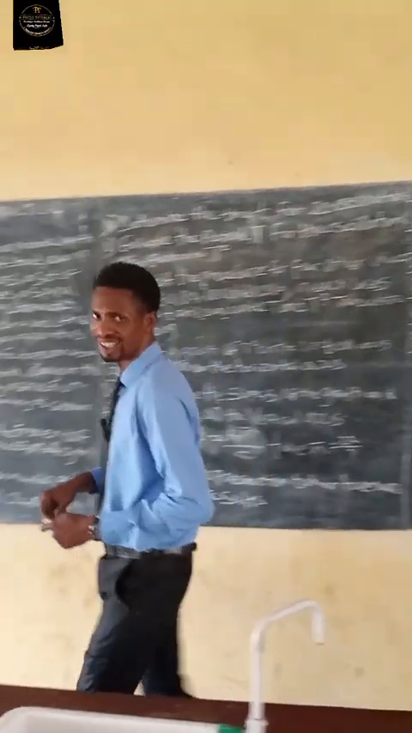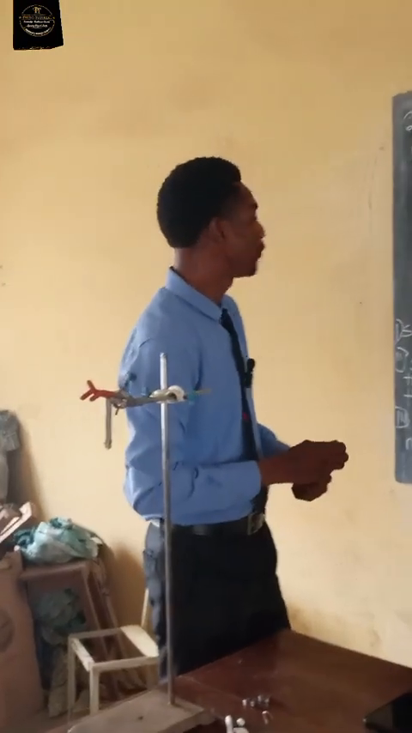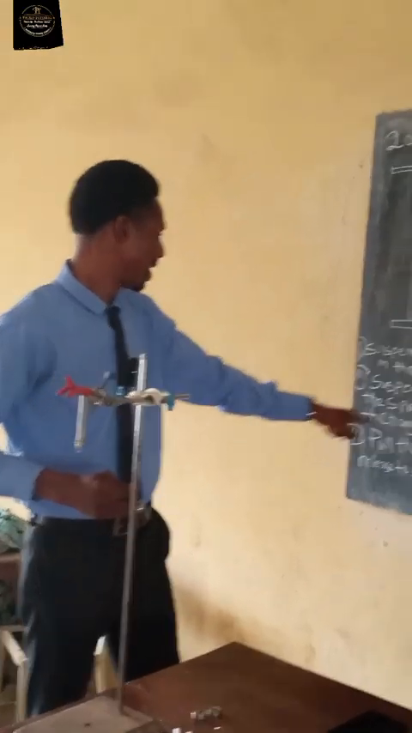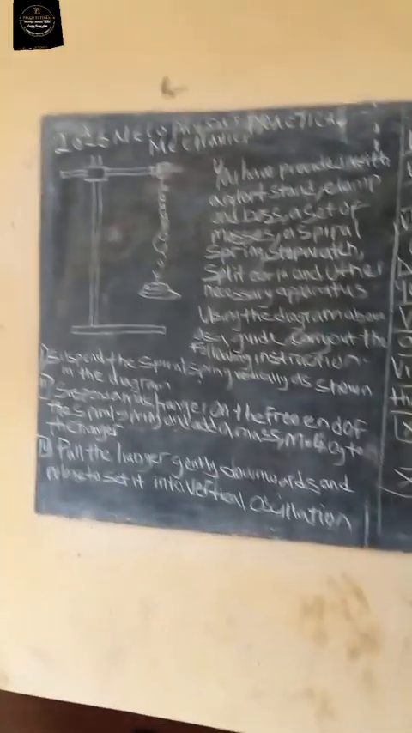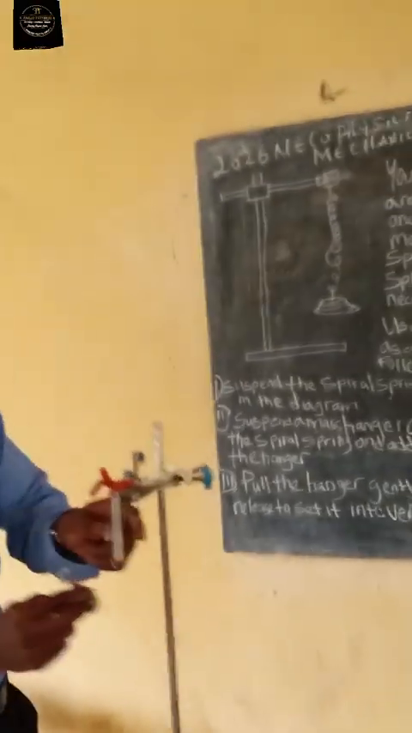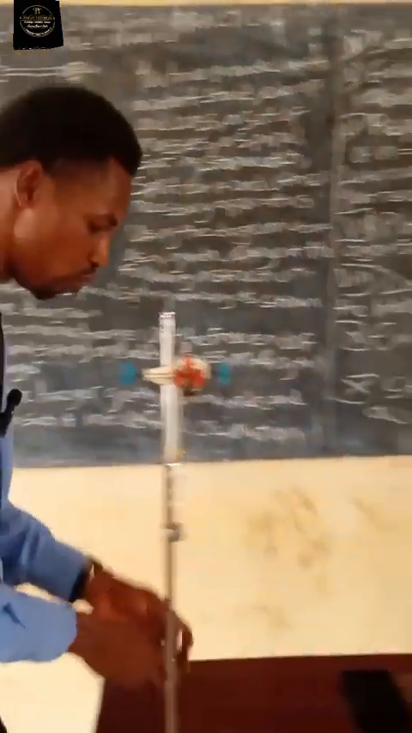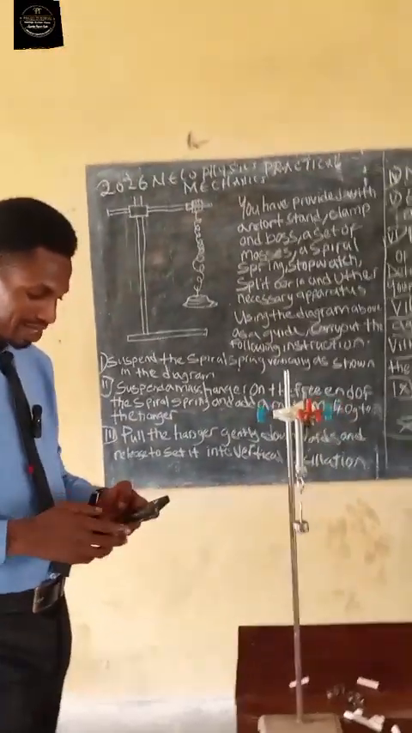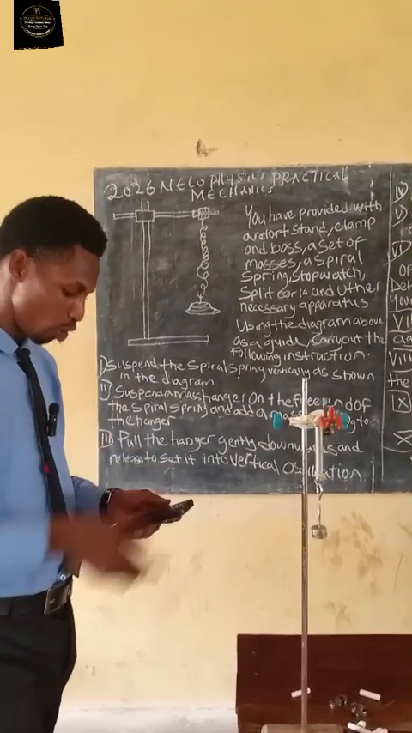Now we are going to start this experiment gradually. From here we have to put the mass hanger gently downward and release. What is the mass? 40. This is my 40 gram. So I'll place my 40 gram here. What am I going to do now? We have to make vertical oscillation for 20 oscillations.